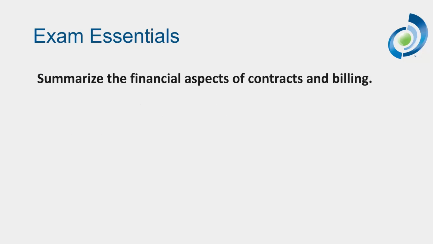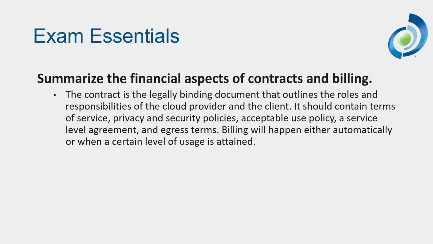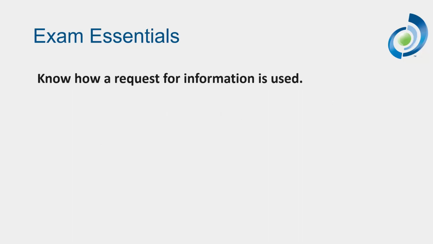Summarize the financial aspects of contracts and billing. The contract is a legally binding document that outlines the roles and responsibilities of the cloud provider and the client. It should contain terms of service, privacy and security policies, acceptable use policy, service level agreement, egress terms. Billing will happen either automatically or when a certain level of usage is obtained.